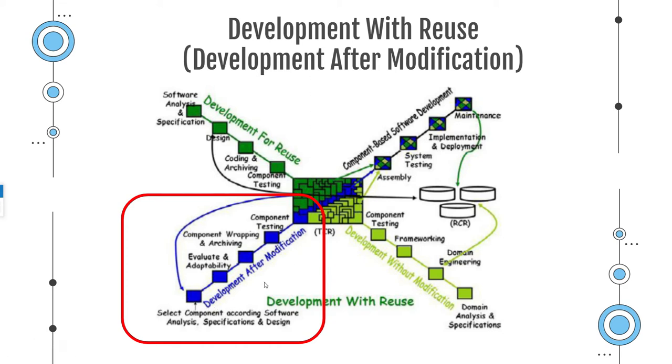First, I will start with the development after modification. As you can see from the diagram, it consists of 4 stages. At first, in the stage of selecting components according to software analysis, specification and design, the software researcher will undergo a component selection from the TCR to select the components that have already been developed and are highly testable.